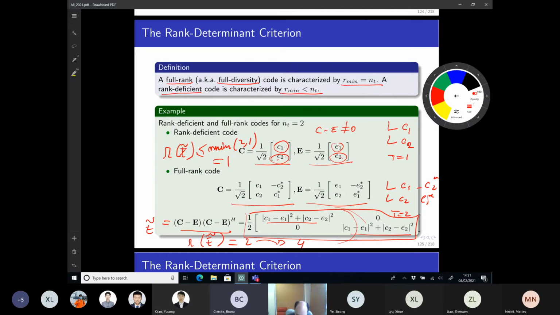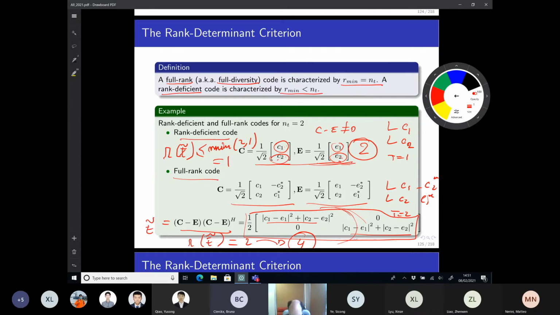Right? So here I'm going to have a diversity gain of 2 if I have 2 receive antennas. Here I'm going to have a diversity gain of 4 if I have 2 receive antennas. Right? I multiply the diversity gain by a factor of 2, because here I have a rank that is equal to 1, while here I have a rank that is equal to 2. So that means actually I have higher diversity gain with this full rank code than this rank deficient code.